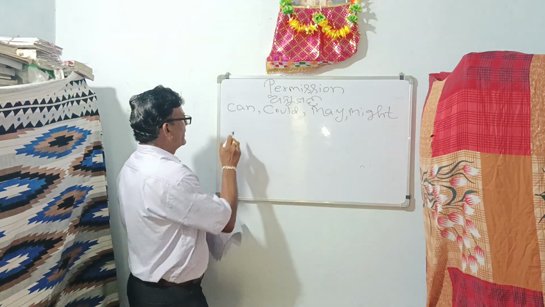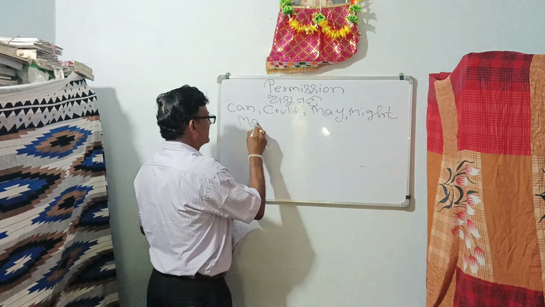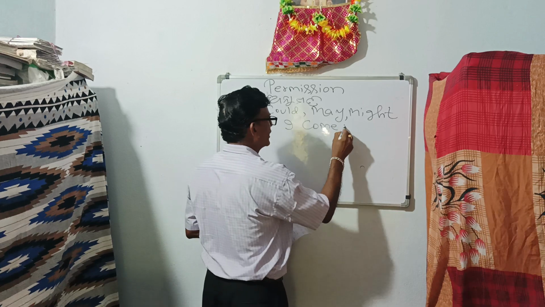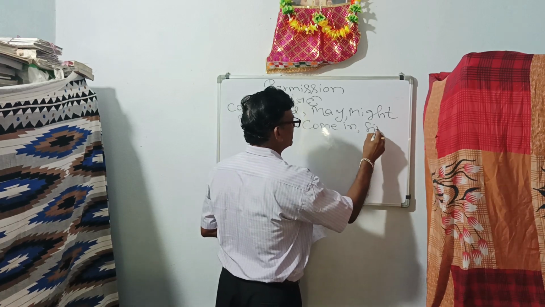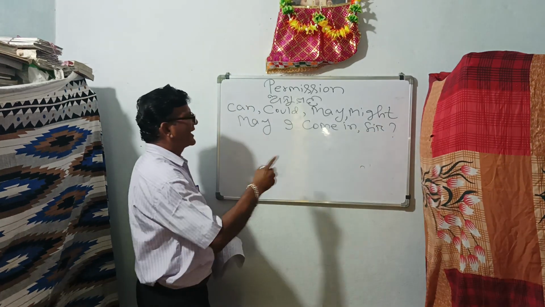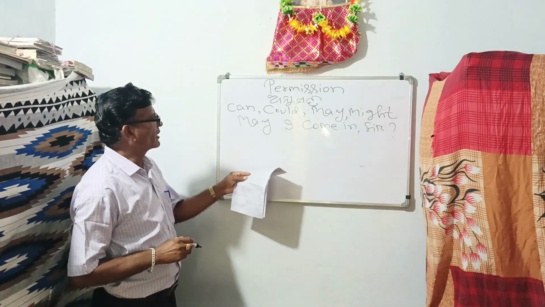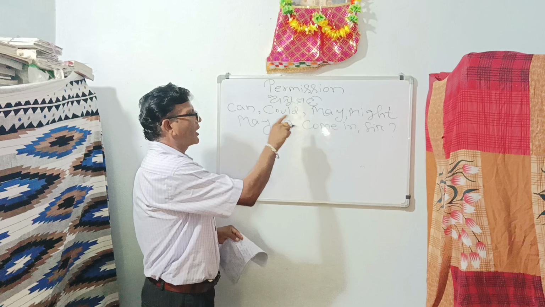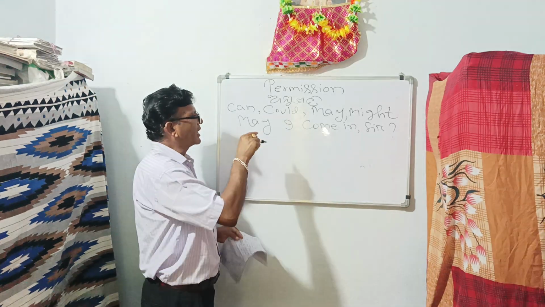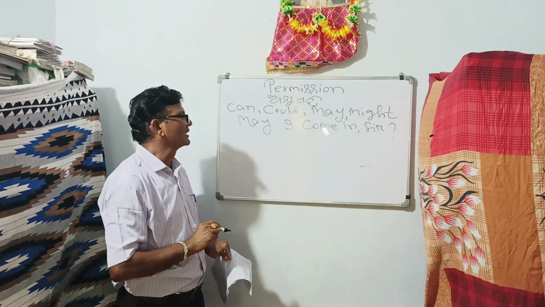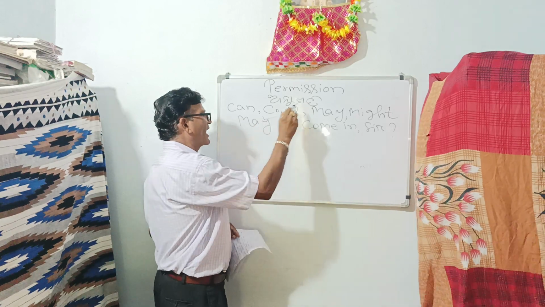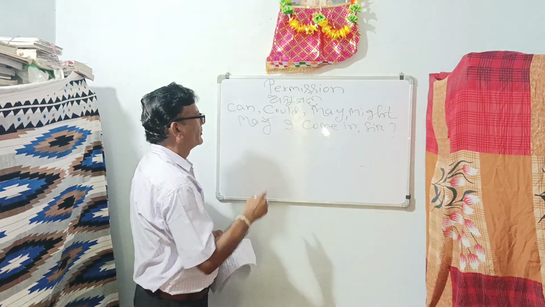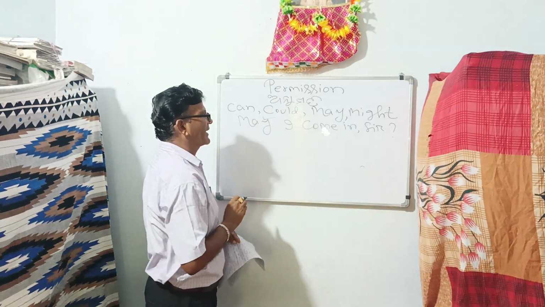Similarly, may I come in, sir? Here, a student seeks the permission of his teacher to enter into the classroom. So, may is a modal auxiliary verb which is used to express permission. Might is the past form of may.